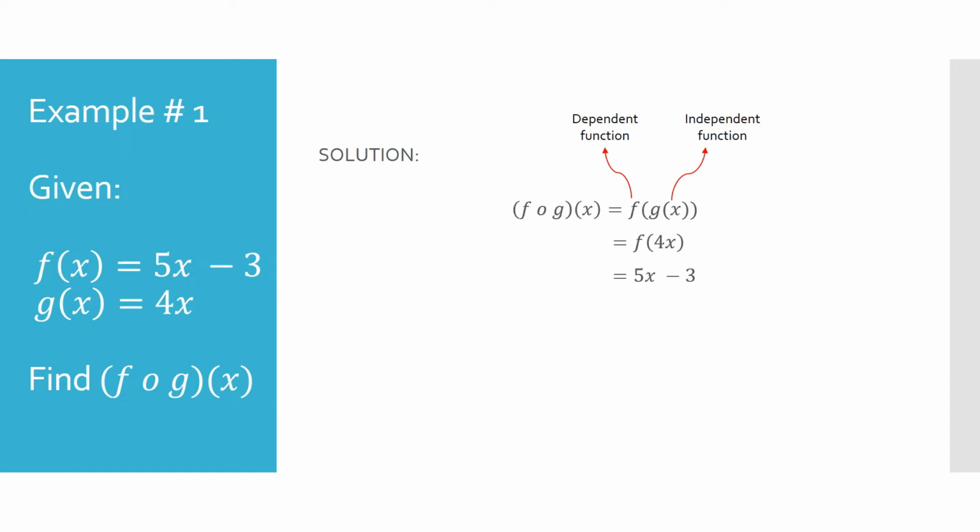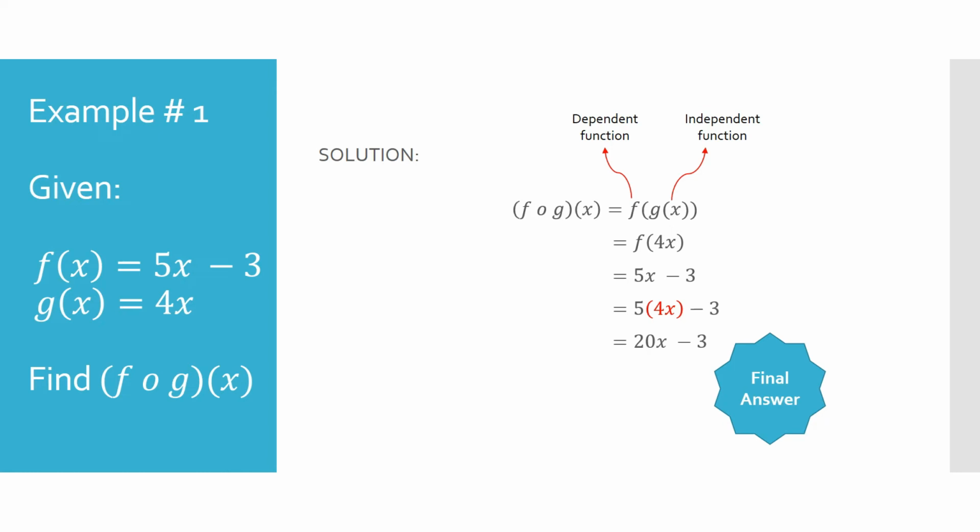Now, our f of x is 5x minus 3. So we have here 5x minus 3. Next, we will replace x. We only have one x here. So we will replace x with our g of x, which is 4x. So it becomes 5, copy 5, and then replace x with 4x, and then copy minus 3. Simplify the expression, we have 5 times 4x, that is 20x, and then copy minus 3. So we have here 20x minus 3 is the final answer.